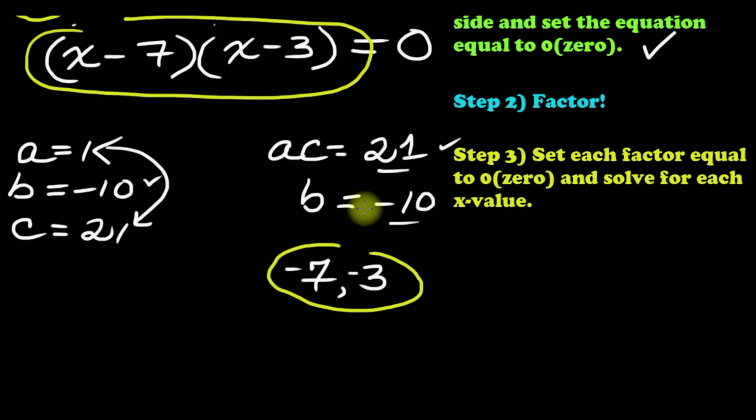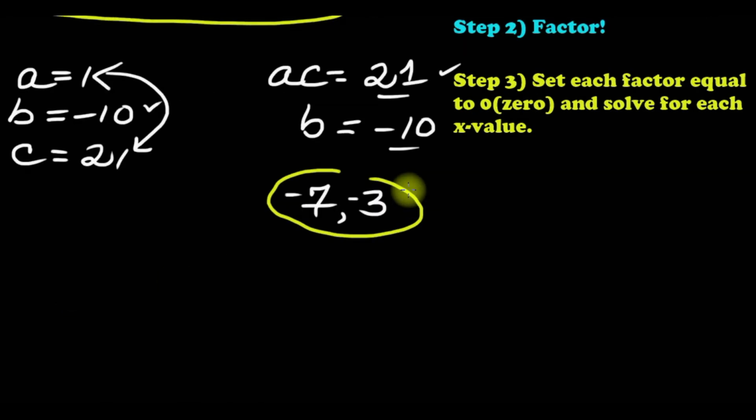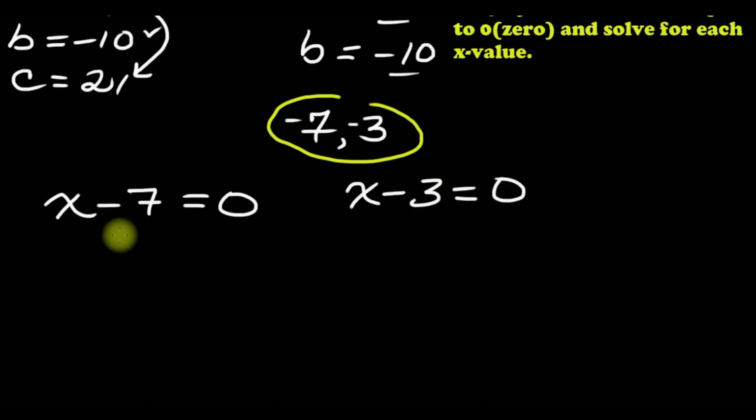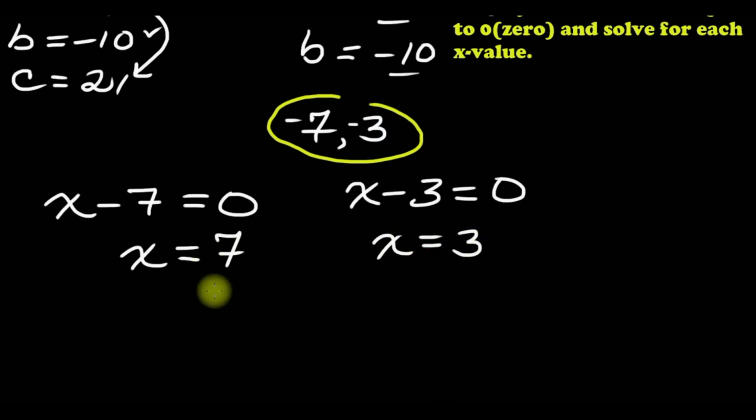Step 3 is to set each factor equal to 0. So we have two factors, the x minus 7 and the x minus 3. x minus 7 is 0, and the other one, x minus 3, is 0. Okay, and then we solve. You add 7, so you get x equals 7 for this one. And here, when you add 3, you get x equals 3. Those are the two answers.